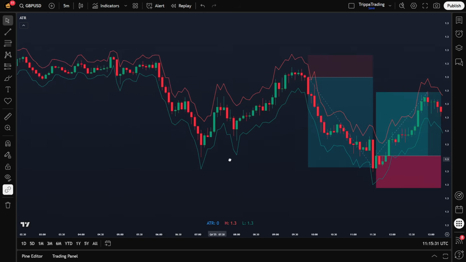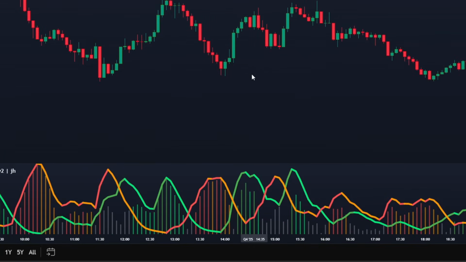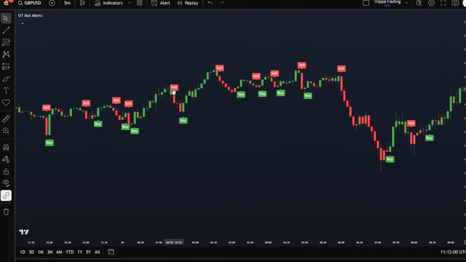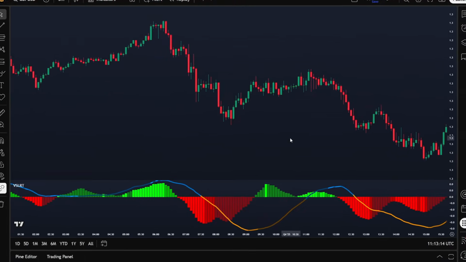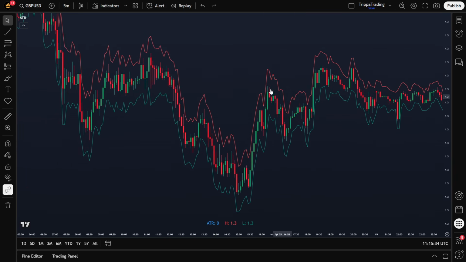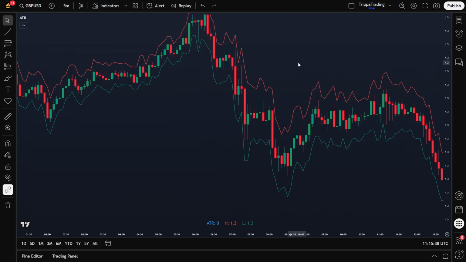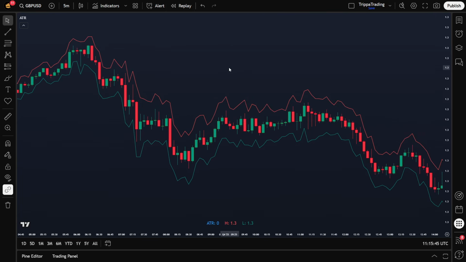So, these 5 indicators, Waddah explosion, absolute strength histogram, UTbot alerts, volume supported linear regression, and Attar stop loss finder, are all perfect tools for scalping and short-term setups. You don't need to use all of them at once. Just pick 1 or 2 that match your trading style and combine them with price action. That's how you'll get clean, confident trades.